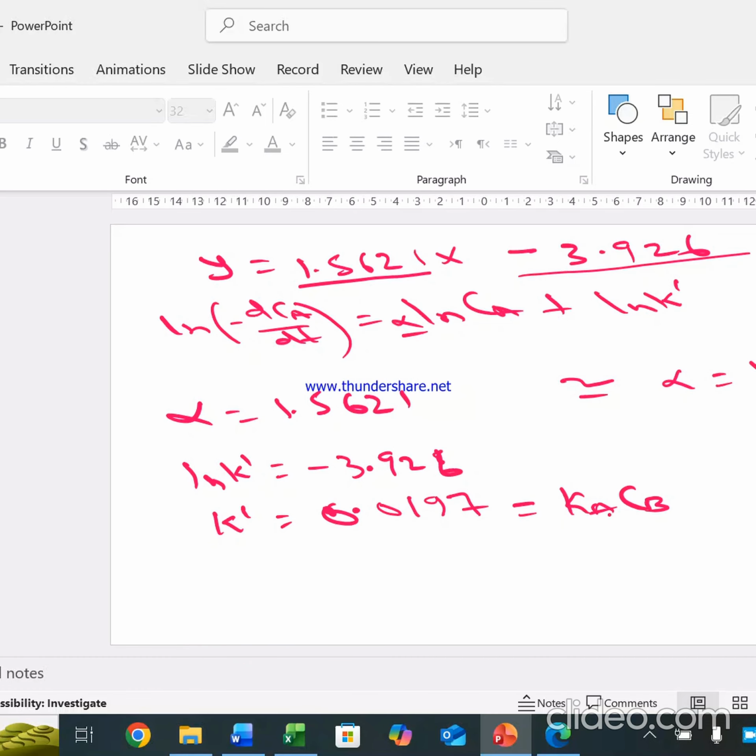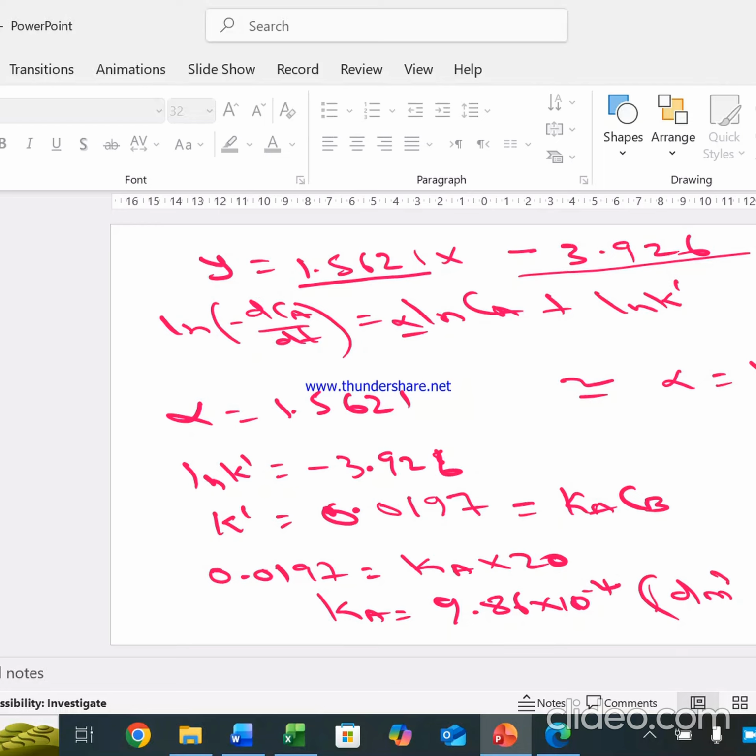Therefore, we can now say 0.0197 equals KA times 20, and when we evaluate that, our KA is going to give us 9.86 times 10 raised to power minus 4 dm³ per mole square per minute. So always remember the unit. So now dm³ per mole, everything square, and everything per minute.